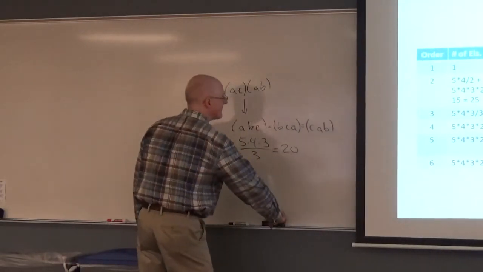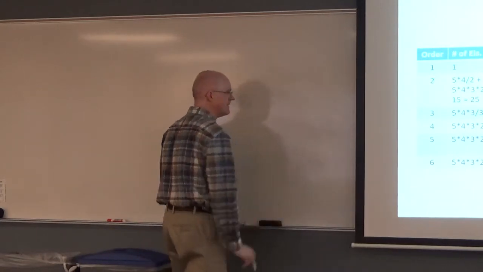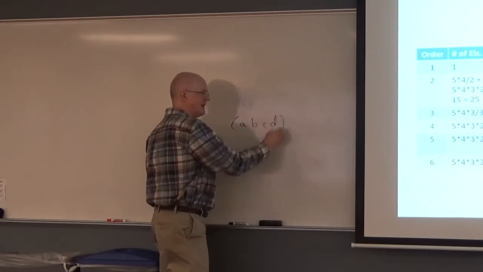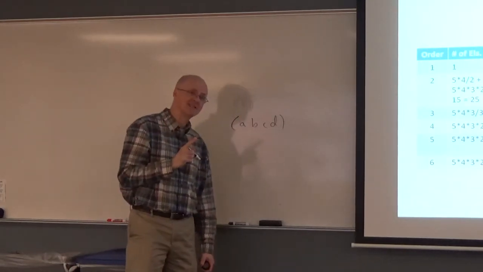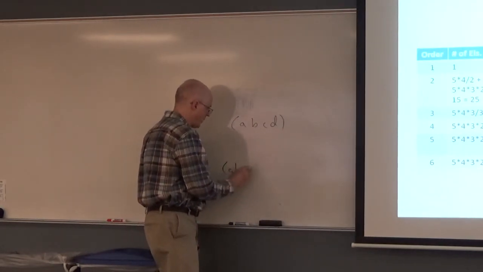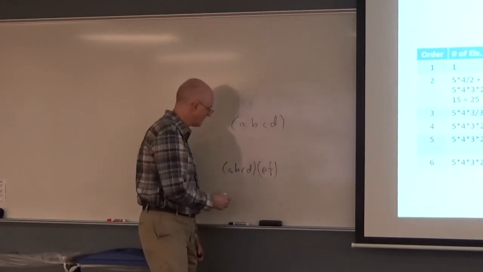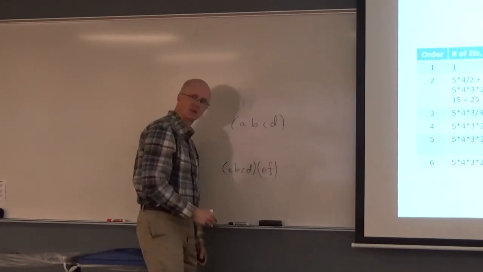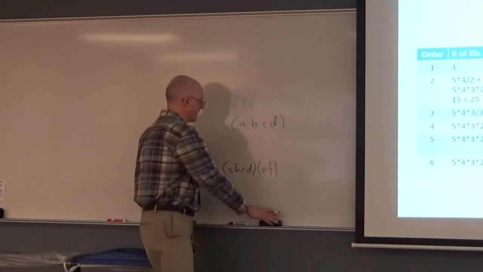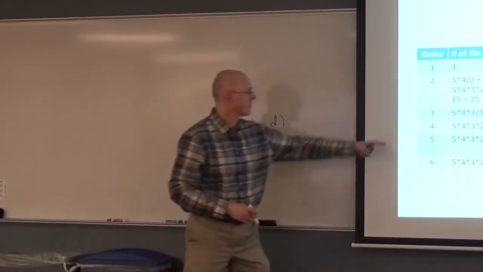4 cycles are the only way to get an element of order 4 in S5. If we were up to S6, there would be another way to get an element of order 4. And that would be to compose a 4 cycle with a disjoint 2 cycle. But you need 6 distinct objects to permute in order to be in S6. In S5, we only have 5. So it's good enough just to think about 4 cycles for elements of order 4.